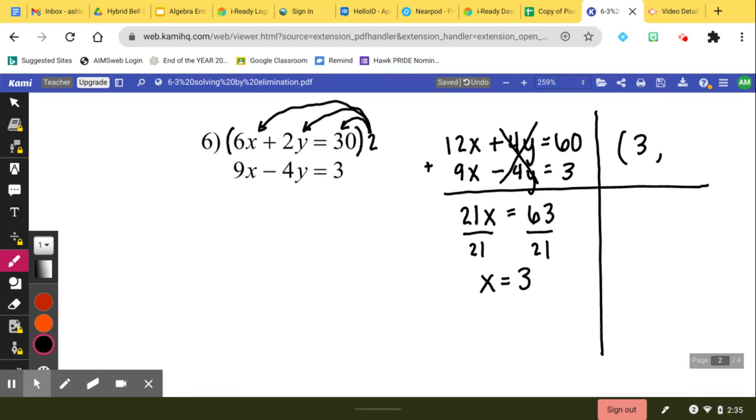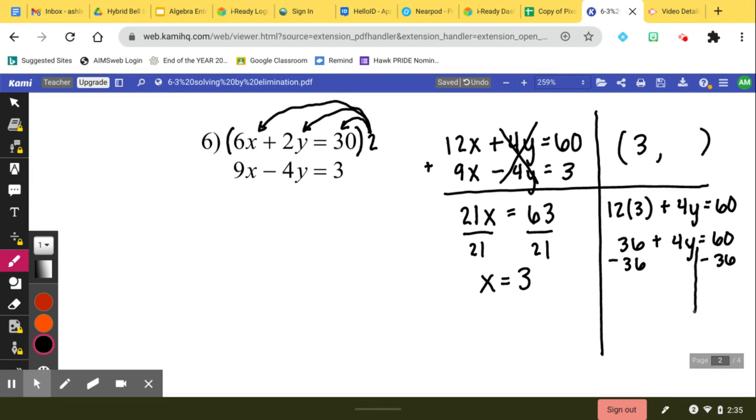So in my ordered pair, my x is 3. Now we still need to solve for y. Again, it doesn't matter which one I plug 3 in for x, so I'm just going to use the first one. So you have 12 times 3 plus 4 times y is equal to 60. 12 times 3 is 36, plus 4y is equal to 60. Subtract 36, subtract 36, because it's a two-step equation. Get 4y is equal to 24. Dividing by 4, y is equal to 6. So my solution to this problem is the point (3, 6).